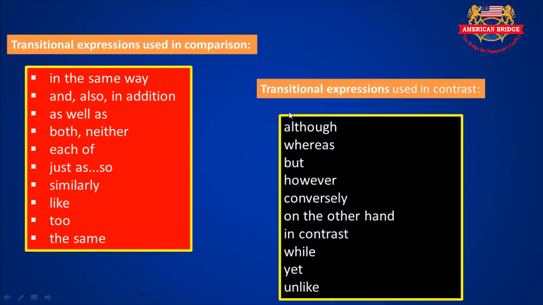And this is about the transitional expressions used in a contrast paragraph, or to compare two things in their differences. You can use the words although, whereas, but, however, conversely, on the other hand, in contrast, while, yet, or unlike.